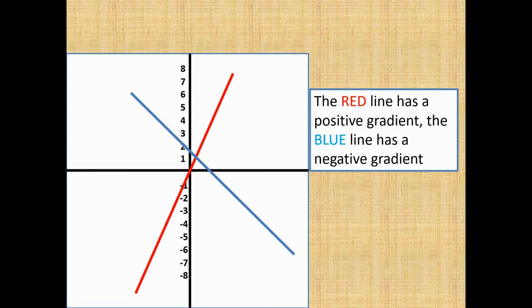Okay, so please make a note of this. This is a great way to tell immediately whether a line has a positive or negative gradient. If it's going upwards, positive gradient. If it's going downwards, negative gradient.